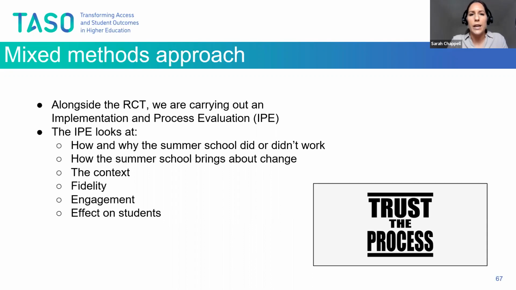So we can really interrogate the mechanisms of how the summer school brought about change. We can look at the context in particular. Obviously COVID was a huge player in the context, but also we might look at why the summer school works for some groups better than it does for other groups. In terms of fidelity, this means we're looking at, oh, sorry.